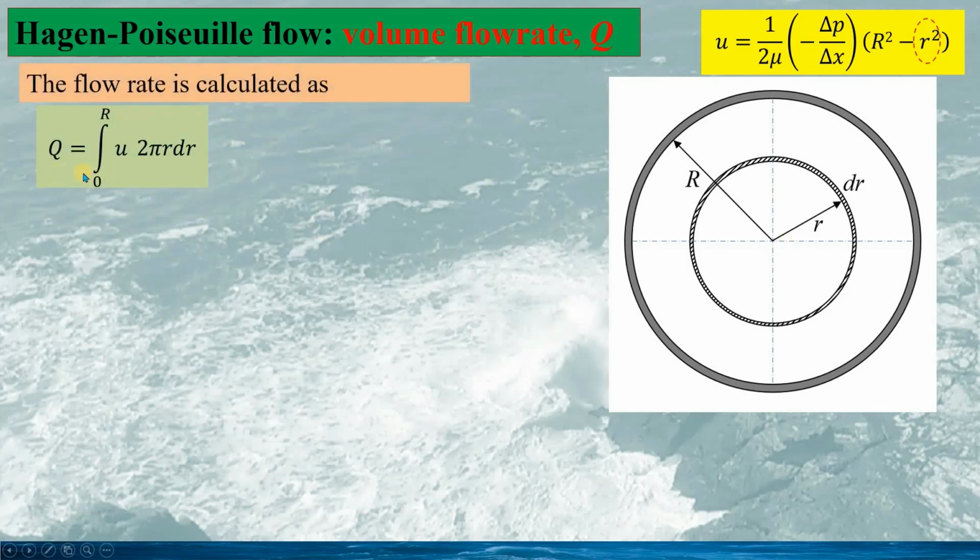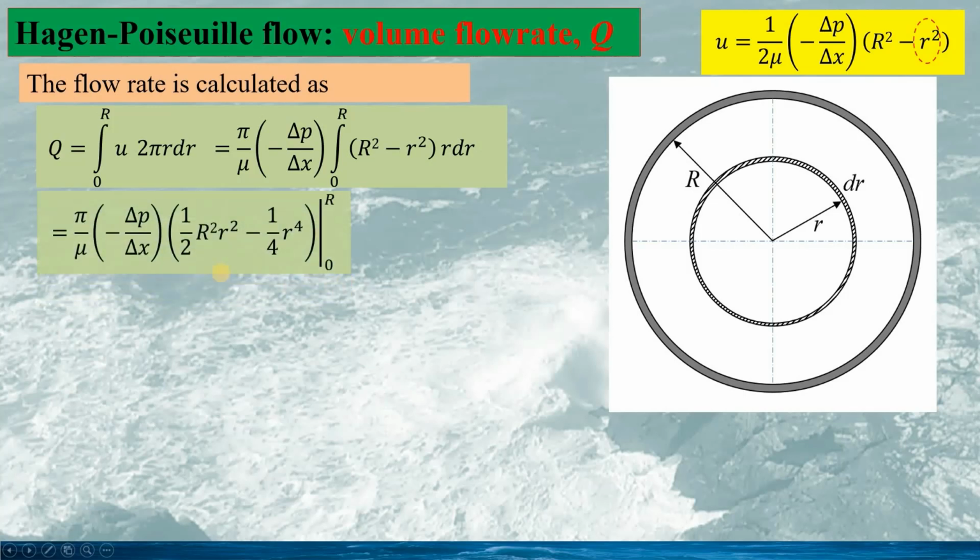Hence, the flow rate would be calculated as the velocity times the area, like this ring area, and the integration from the center of the circle to the pipe wall r. Substitute the velocity into the integration, and we have the expression as this. And the integration would be easy, given as this and this.